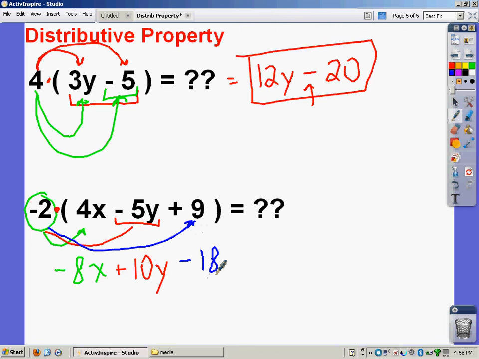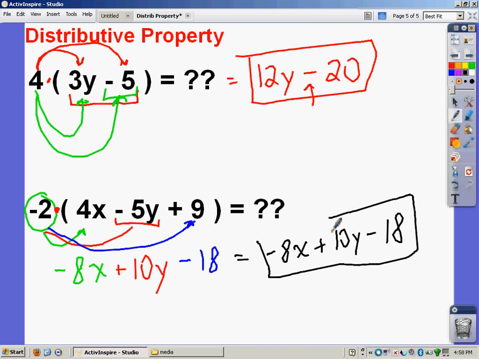That's just a constant. It does not have a variable attached to it, but that's fine. So just to recopy what I have here in one color, the answer is -8x plus 10y minus 18. And again, we cannot combine x's and y's together because they're not like terms. Therefore, this is my final answer. There's nothing that could be done to simplify that. Now that pretty much covers distributive property and its application.